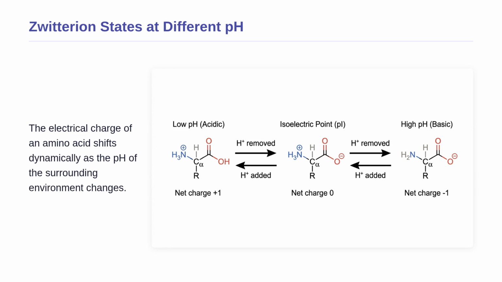Finally, on the far right, in a high pH or basic environment, the molecule loses another proton, resulting in a net negative charge of -1. The arrows clearly show how adding or removing hydrogen ions drives these crucial transitions.